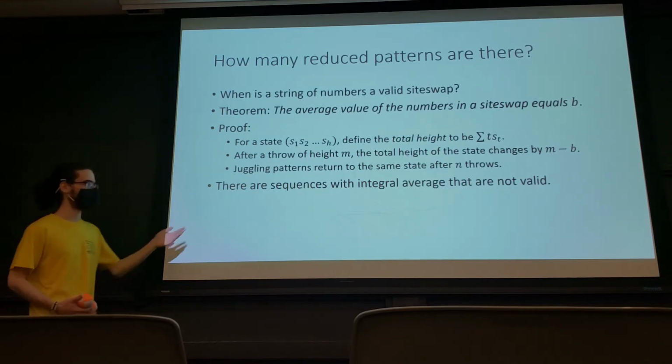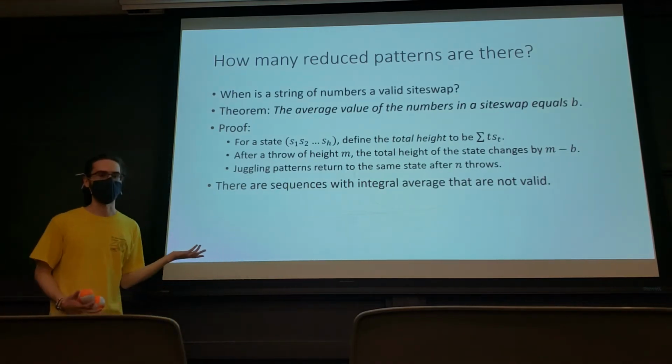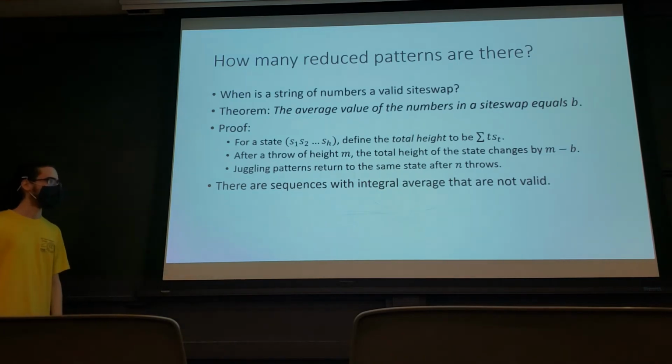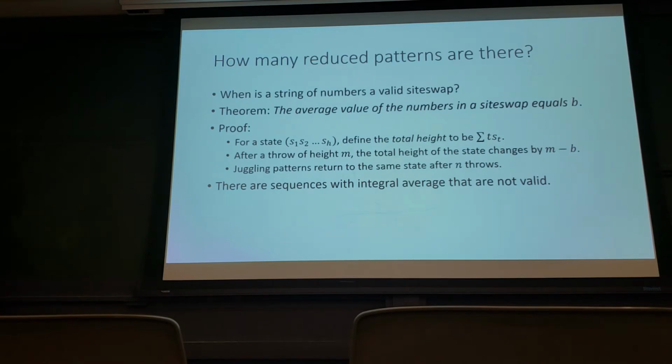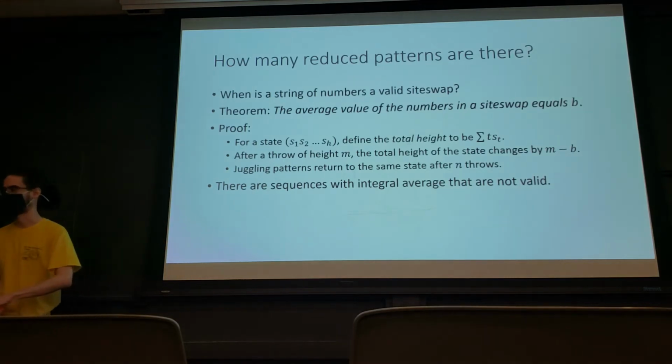Unfortunately, there are sequences that have an integer average which aren't valid. For example, something like 3, 2, 1 would not be valid because if I look at a ladder diagram, if I throw a 3 here, this ball would land here, and then I throw a 2, and then I throw a 1, well, all 3 balls are going to land on the same hand at the same time, which is a problem because you can't continue juggling in that case. So this is a necessary condition, but it's not sufficient.